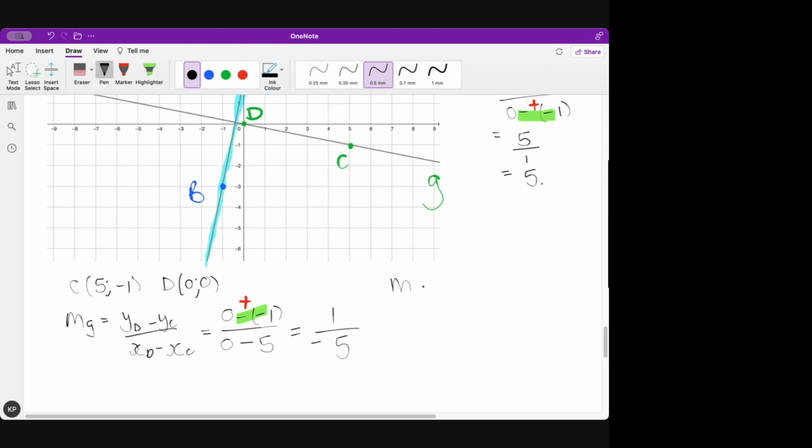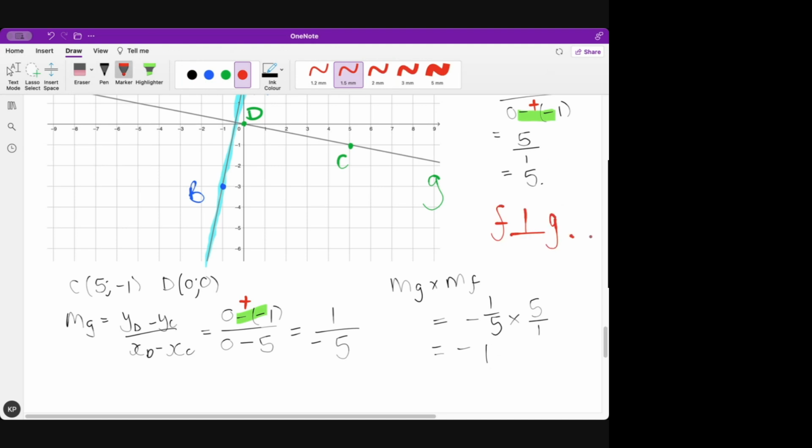So are these perpendicular before I work it out? Equals negative 1 over 5 times positive 5 over 1. Yes, indeed, they are. A negative and a positive, my answer is negative. And then 1 over 5 times 5 over 1 will give us a negative 1. So these are indeed perpendicular. So you can say the graph of F is perpendicular to the graph of G.